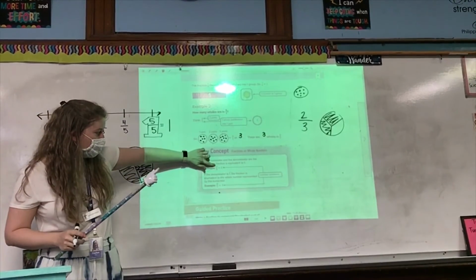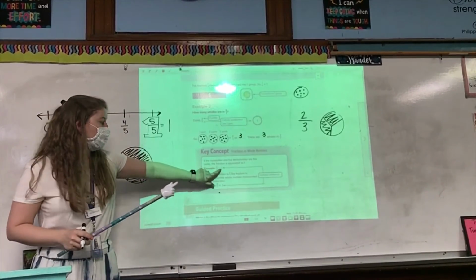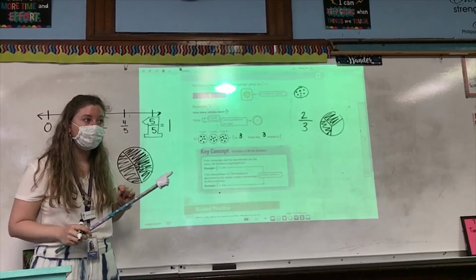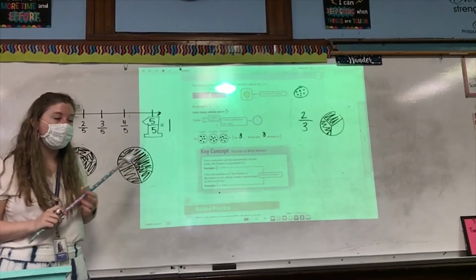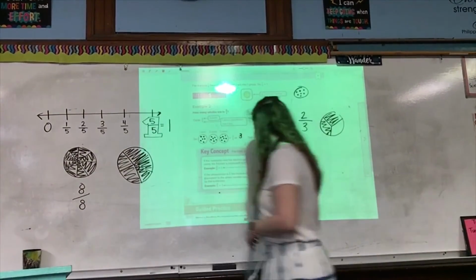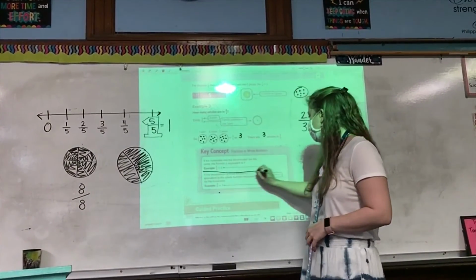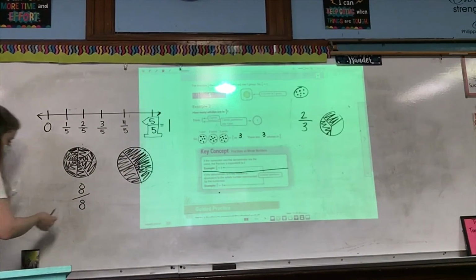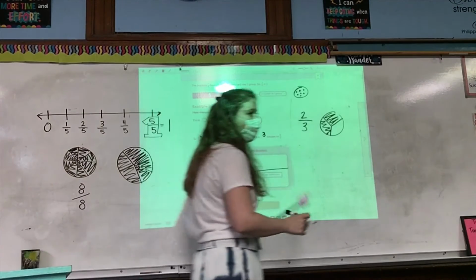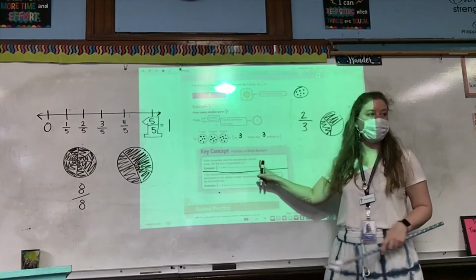So here we have 3 thirds, which is equal to 1 whole. If the numerator and the denominator are the same, it's equal to 1 whole. Let's add a few more examples. Carla, what's another fraction that is equivalent or equal to 1 whole?